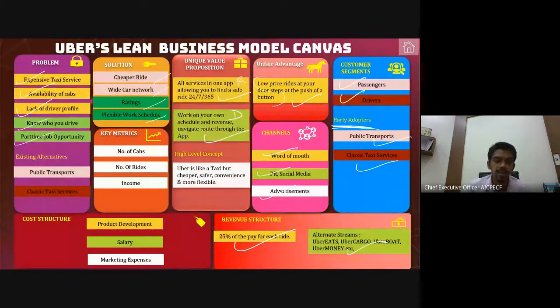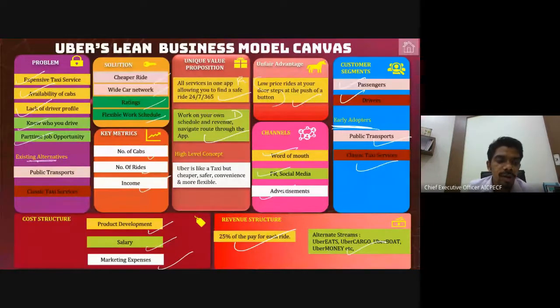இதெல்லாம் நடக்கிறதுக்கு நான் என்ன key metrics ஃபாலோ பண்ணணும்? எவ்வளவு கேப்ஸ் என்கிட்ட இருக்கு, ஊபர்ல எவ்வளவு கேப்ஸ் ரெஜிஸ்டர் ஆயிருக்கு, how many rides are happening every day, and what is the income. And when it comes to cost structure, what is the product development cost, what is the salary cost, what is the marketing cost. Very simple, right? Early stage, these things are very easy to map.